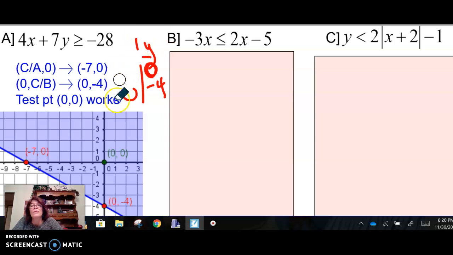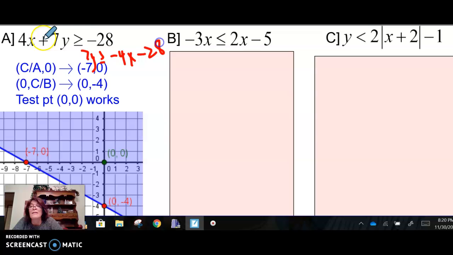Again, some people choose to do this by, instead of the intercept method, they solve for y. So you would have had 7y is greater than or equal to -4x minus 28. Subtracting the 4x over here, divide by 7. That's 28 divided by 7, negative, okay. So I would have y equals -4/7 x minus 4. I would go to -4. And I would go up 4 and to the left 7. Okay, gosh, same line. So if you like doing the slope-intercept form, that's fine. Whatever works for you.